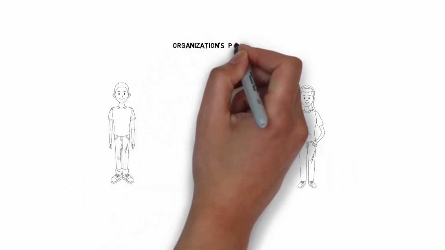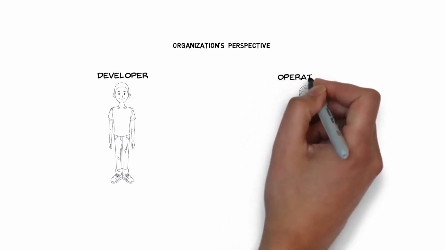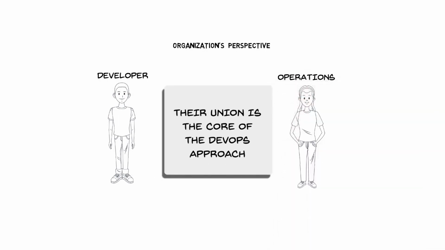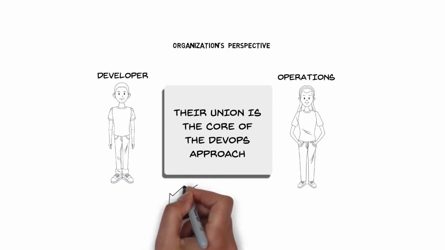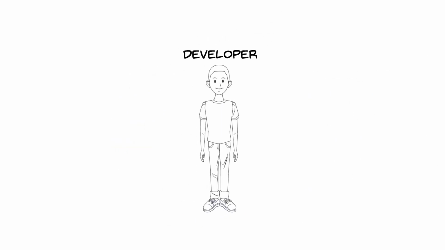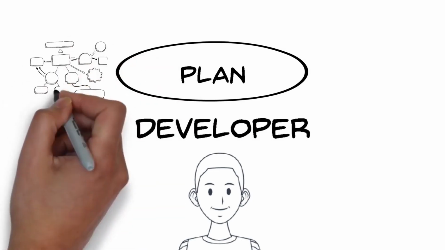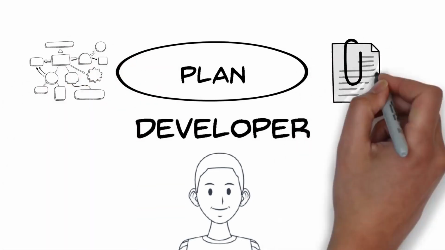From an organization perspective, Tim would be the developer, while Mia the operations. Their union is the core of the DevOps approach. DevOps has several stages and set of tools to automate each of these stages. Let's have a look at these. Tim first puts down a plan. In terms of a software, this could mean deciding on the modules and the algorithms to use.